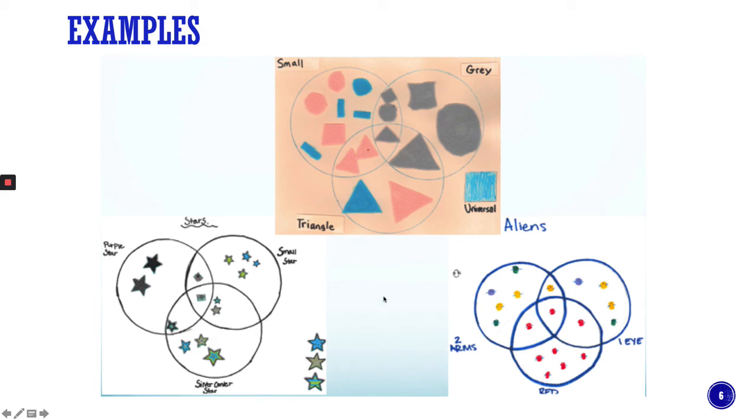Notice they're all simple. For buttons, you could choose a color. You can choose like large or small. You can use 2-hole or 4-hole as another category, just one or the other. Don't do both. A small blue 2-hole would be your 3 categories. So in the center would be a small blue 2-hole button.